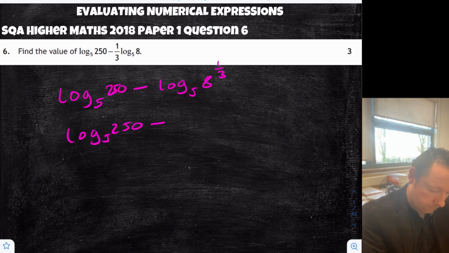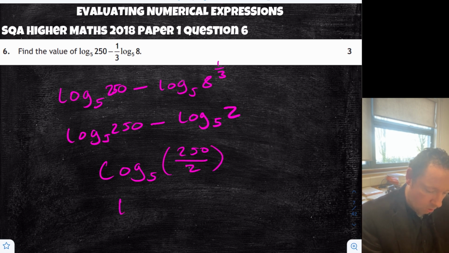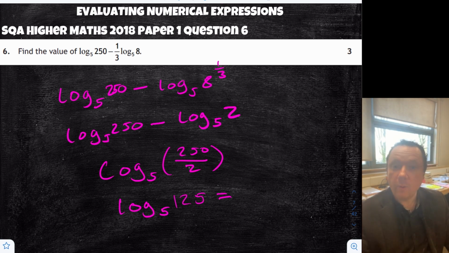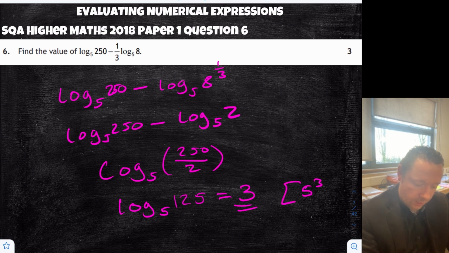5 2. And now we can combine a minus, because a minus means you can do this number divided by this number. So as one log, we get log 5, 250 over 2. That's log 5, 125. So 5 squared is 25, so 5 cubed is 125, so the answer is 3, because 5 cubed is 125. And we're done there.